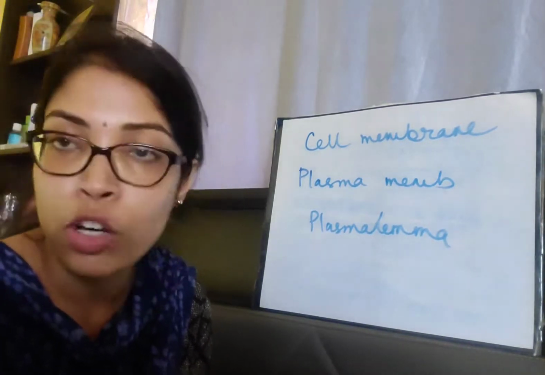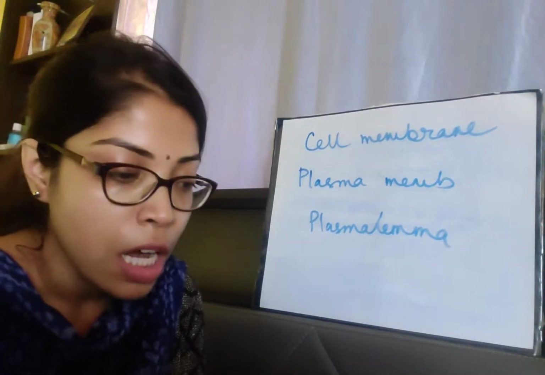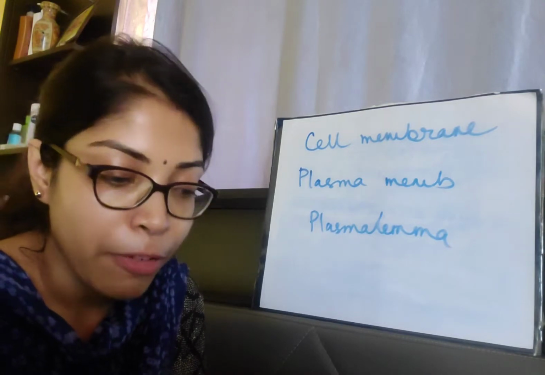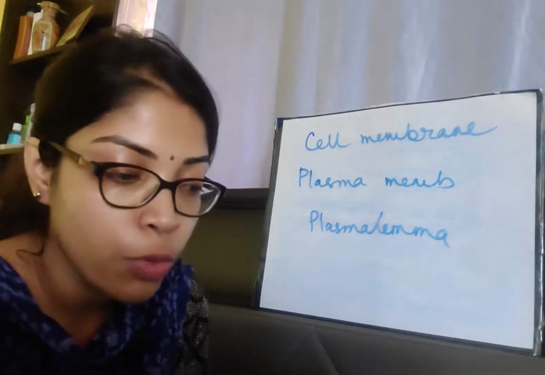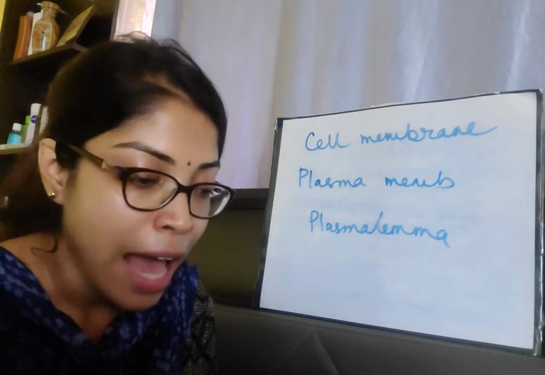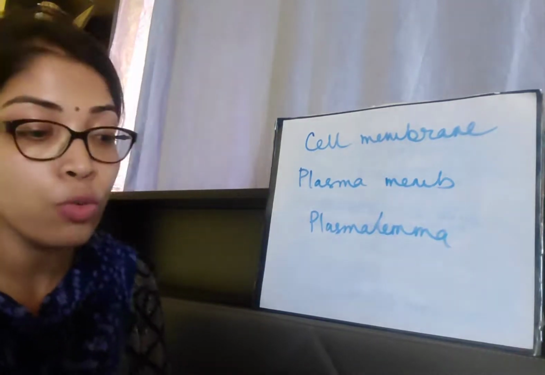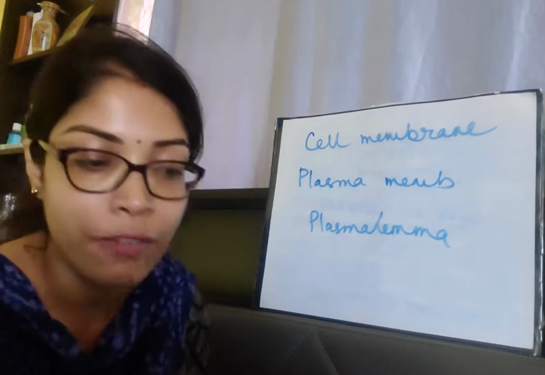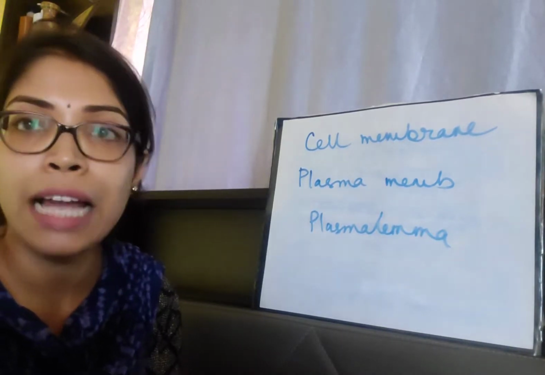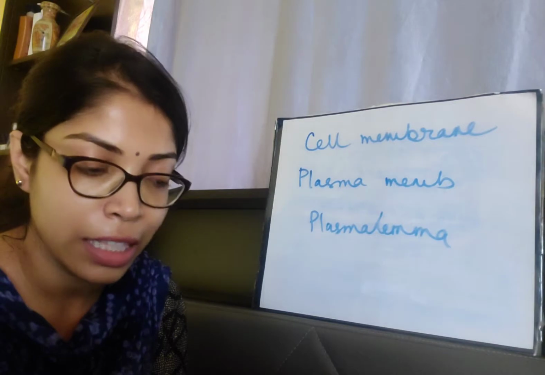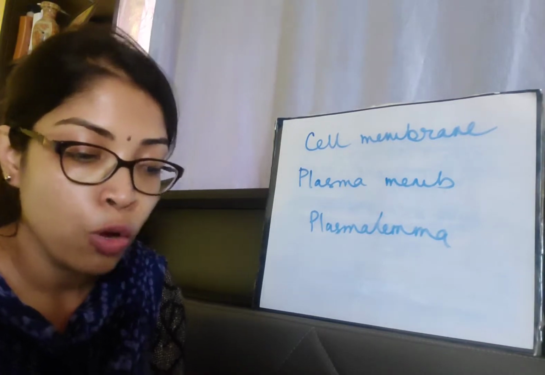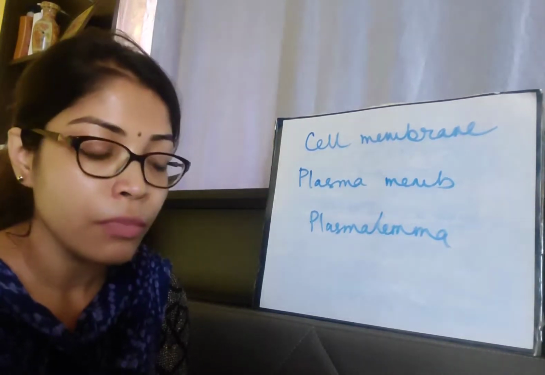The first 3 models are not required, meaning you don't have to learn them, but number 4 and number 5. Number 4 is the unit membrane model by Robertson, and number 5 is the fluid mosaic model by Singer and Nicholson. These 2 models you will have to learn extensively. You will have to learn the diagrams of these models. You will also have to go through the explanations.